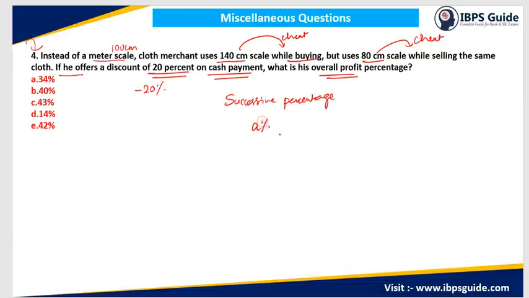If we have A% profit and B% discount, then the total overall profit will be what? A% plus B% plus AB divided by 100%, right? इस तरह से निकालते हैं हम, समझ आ गया? तो यहाँ पे A कितना होगा?